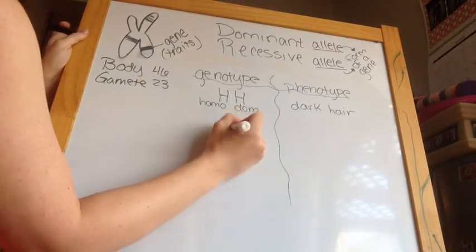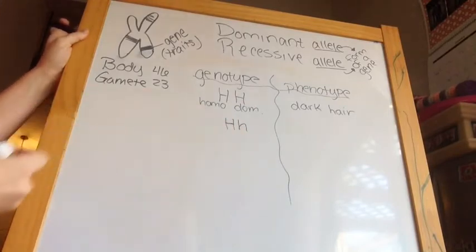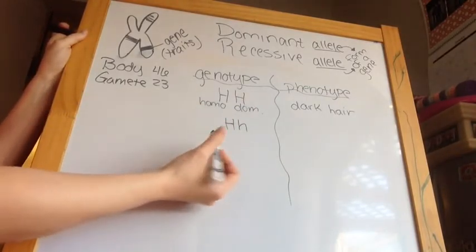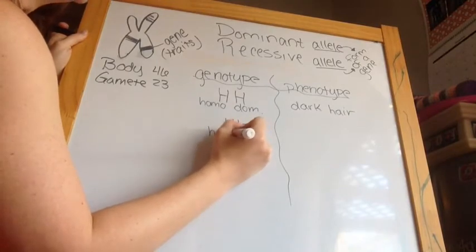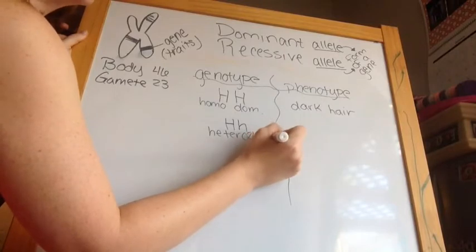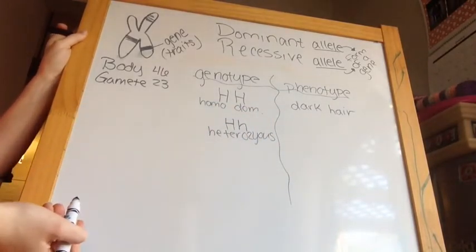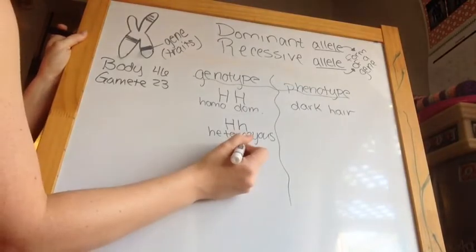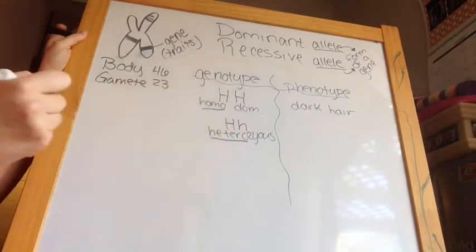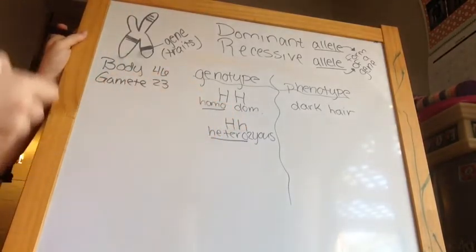Let's say a person has a dominant allele on their genes, but also a recessive allele. Now these two alleles are not the same. So this person's genotype is considered to be heterozygous. Heterozygous because the two alleles are not the same. There's a dominant and a recessive. And the word hetero means different, just like the word homo means same.